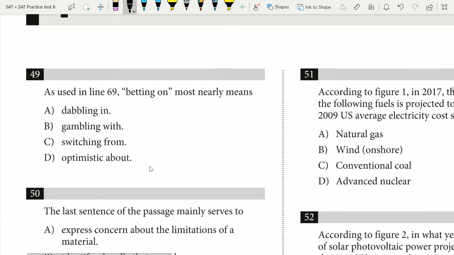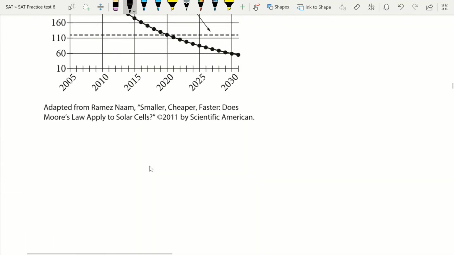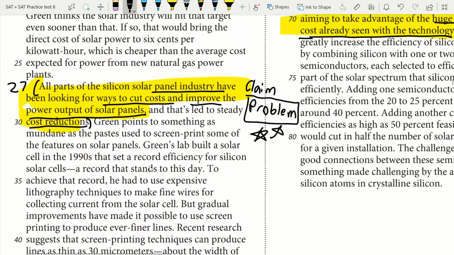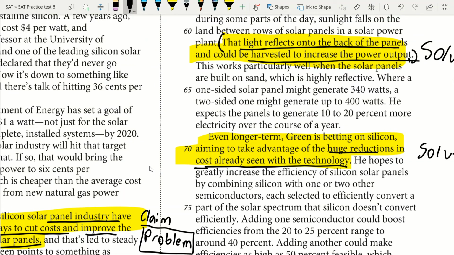Question 49 now. Obviously, once again, a words in context question, because it says most nearly means. We're asked for what betting on means in line 69, so we can just go there, take a look at it, see what our own answer choice is going to be. So I think it was line 69, I believe. Yep. So even longer term, green is betting on silicon, aiming to take advantage of the huge reductions in costs already seen with this technology. Okay, in this case, what does betting on mean?